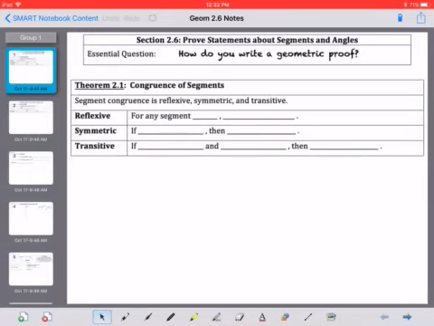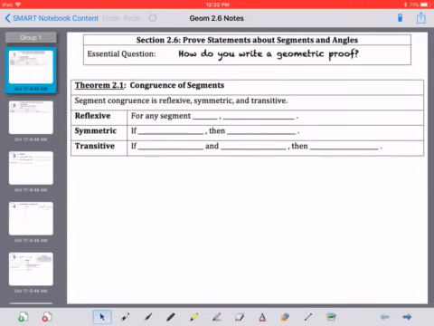Today we're going to cover section 2.6, proving statements about segments and angles, and we're going to learn how to write a geometric proof. This is probably one of the most challenging yet rewarding things you're going to do in geometry. You may have heard horror stories from previous classes, but really it's not as scary as it seems, and it's something that you just get better at over time.